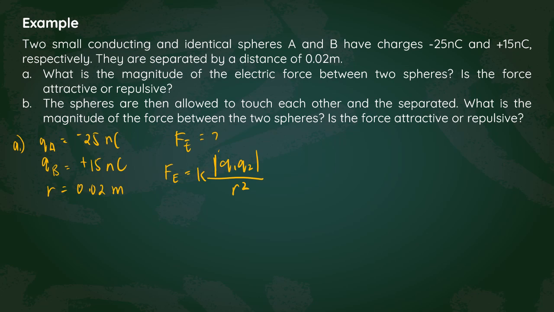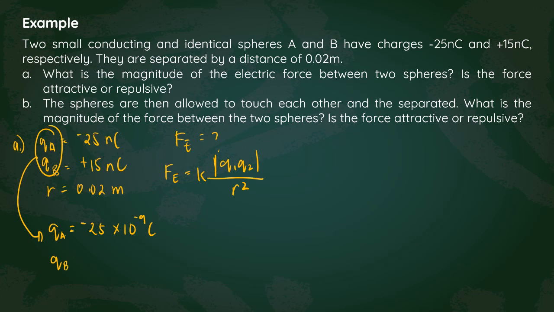Therefore, we need to convert our values for the charges. If qA is negative 25 nanocoulombs, then you can express it as negative 25 times 10 raised to negative 9 coulombs, because nano is 10 raised to negative 9.